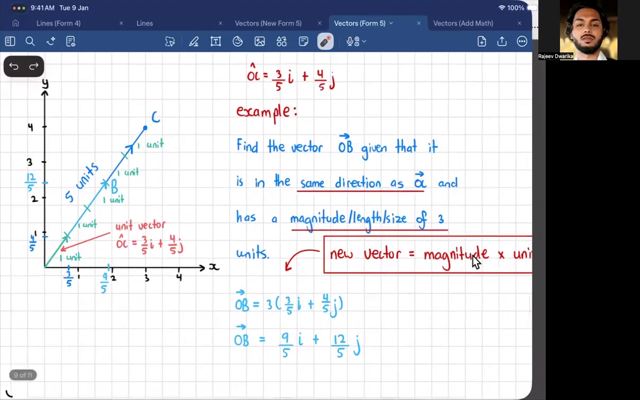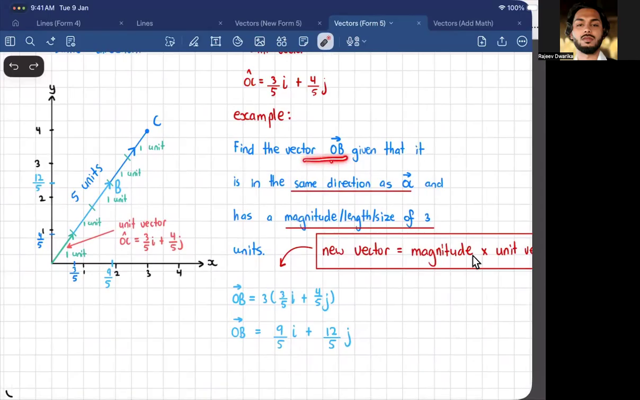So Perseus, if I want to find vector OB, they're telling me that OB is in the same direction as OC and it has a length, magnitude, size of 3. So if that is the case, then it's going to be in the same direction as OC, and it's going to be in the same direction as the unit vector. So Perseus, any unit vector has a length of 1 and is in the same direction as OC. So all you have to do is just take this and multiply it by 3, and that would give you the new vector, OB. Understand?